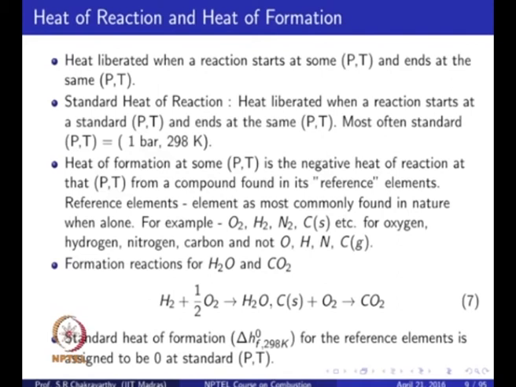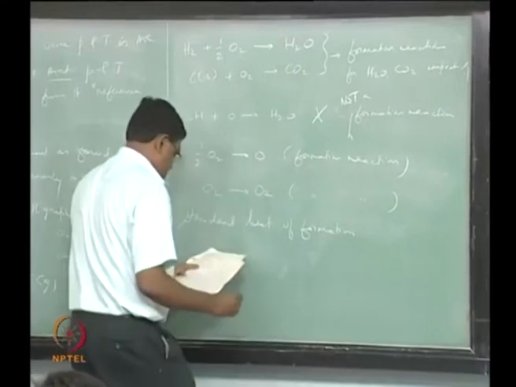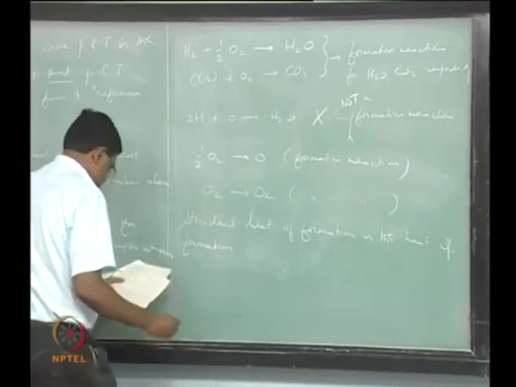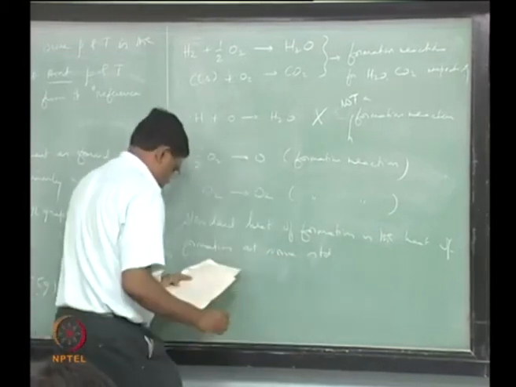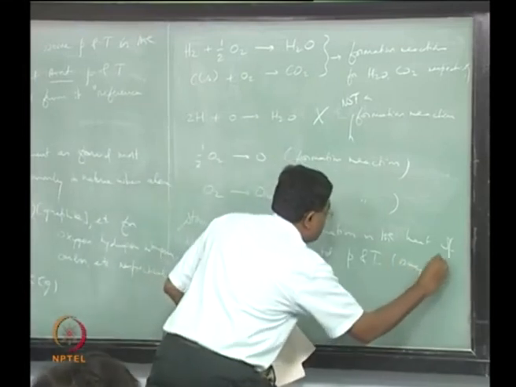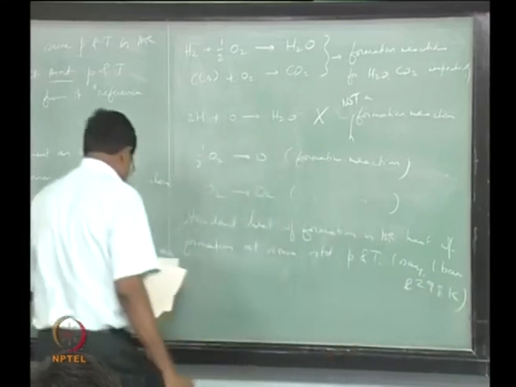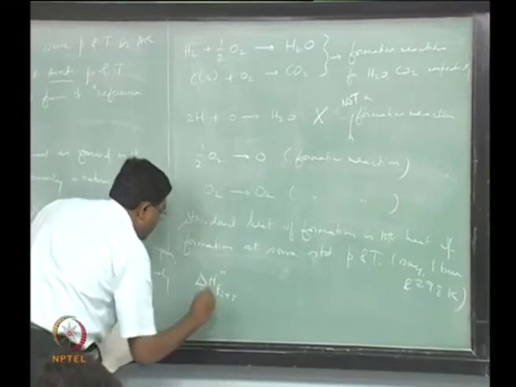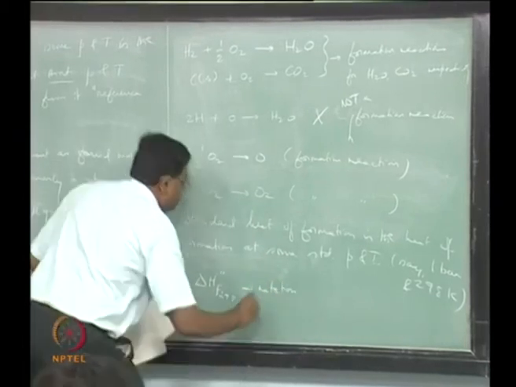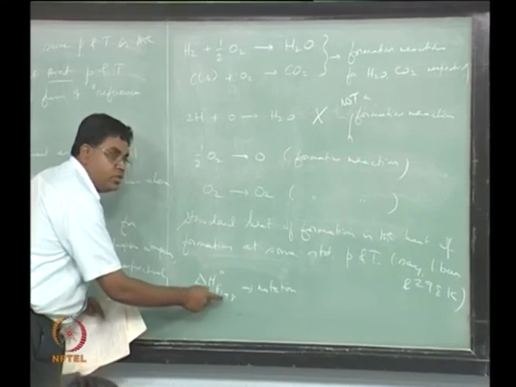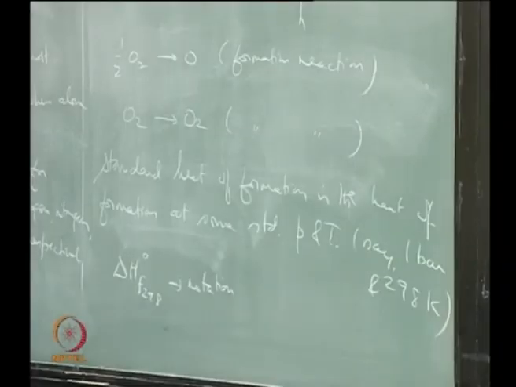So standard heat of formation is the heat of formation at some standard P and T, okay. It could be the same as what we have noted there, one bar and 298 K, and the notation for this is delta H_F not 298. Delta H stands for an enthalpy change, and F stands for formation. 298 is the temperature, and not refers to the standard pressure. So this is the notation that we will use.